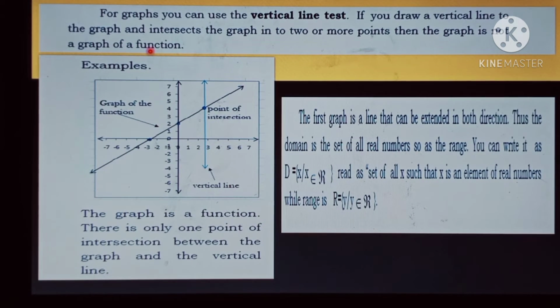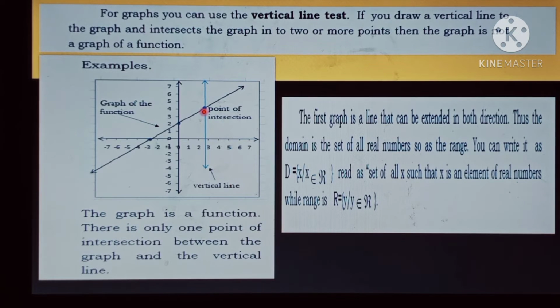So, pag nag-vertical line test ka at nag-cross sa graph ng 2 or more points, then it's not a function, that is only a relation. So, let's have this example. So, ito yung graph. No, straight line. So, ito si vertical line test. So, magdodraw ka. Dito nagdraw. So, there is one point of intersection. So, kung gusto mo dito ka magdraw, di ba, pag dito ka nagdraw, there will be definitely one point of intersection pa rin.